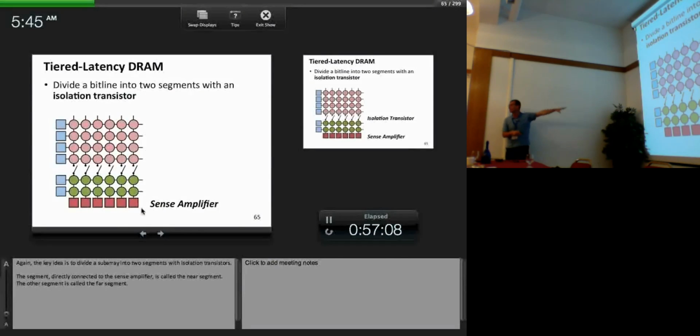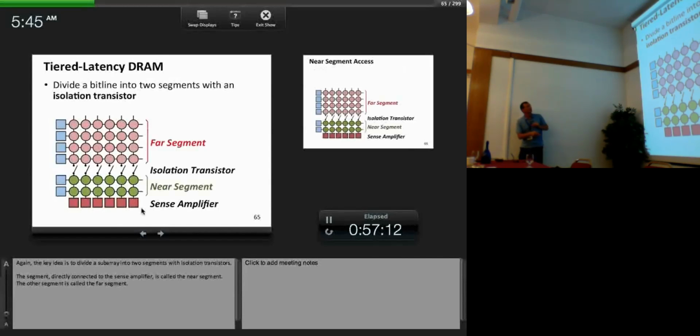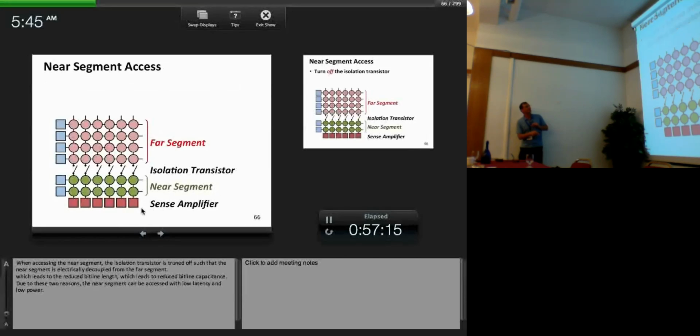The idea is to divide a bit line into two segments with an isolation transistor. And this is the near segment, this is the far segment, and we're going to characterize that. The hope is that you keep data in this near segment most of the time, such that you don't need to access the far segment as much. And I think that will be the innovation going forward. How do you actually do that?